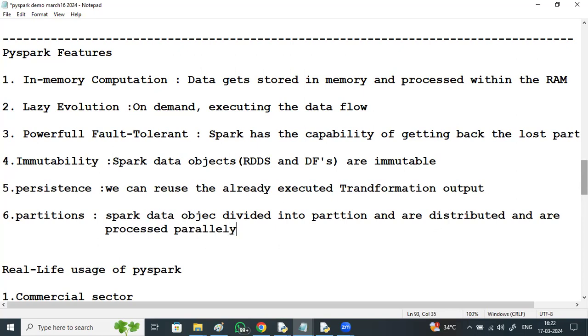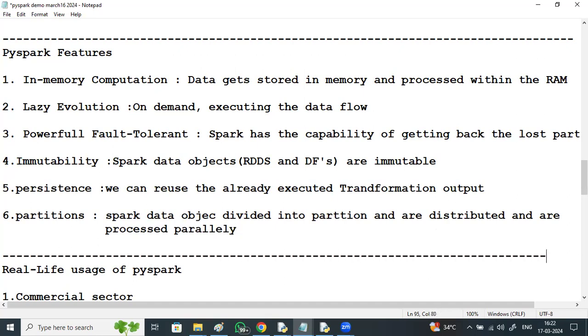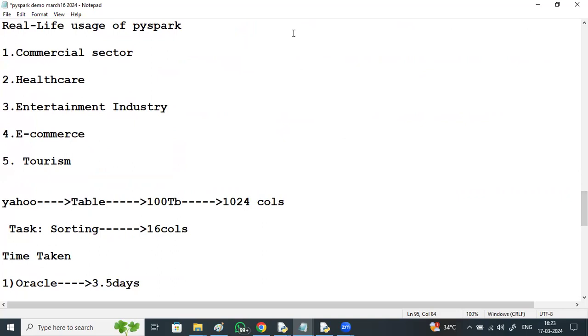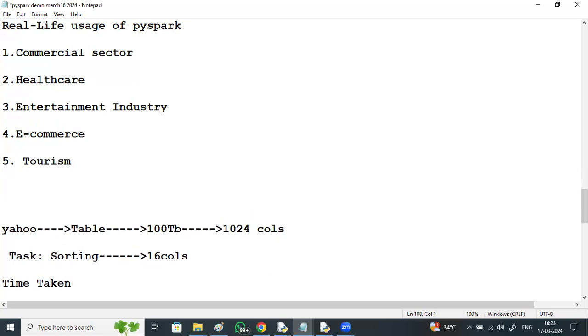Real life usage of PySpark, right? Used in the commercial sector. In the banking sector and other financial fields, they are using PySpark for real-time processing. In healthcare, for identifying or predicting health status; in the entertainment industry, Netflix uses PySpark for online streaming; in e-commerce for advertising and recommendations, like Flipkart and Amazon; and in the tourism industry for guiding tourists.